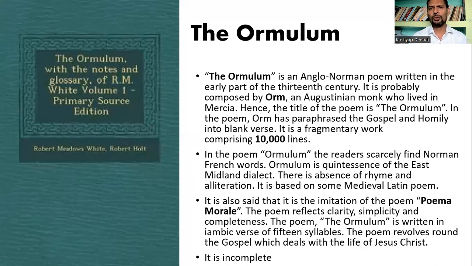It is a poem written in the early part of the 13th century, composed by Orm, an Augustinian monk. The poem is perhaps the gospel and homily put into blank verse and contains somewhere around 10,000 lines. The poem is sacred, with few Norman words, and the Ormulum is the quintessence of the East Midland dialect. There is an absence of rhyme and alliteration, and the poem reflects clarity, simplicity, and iambic verse of 15 syllables.